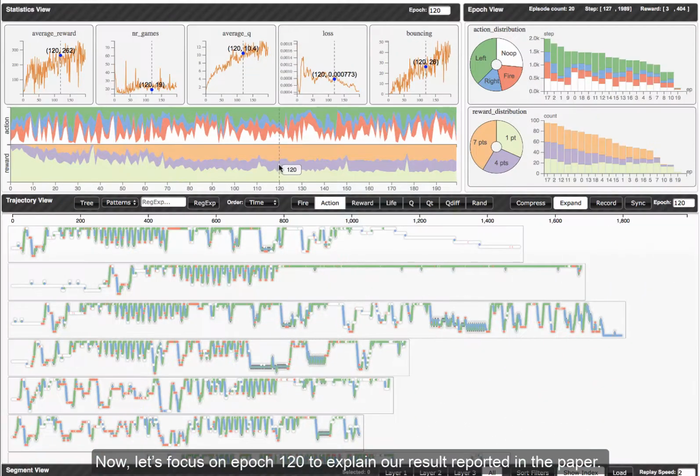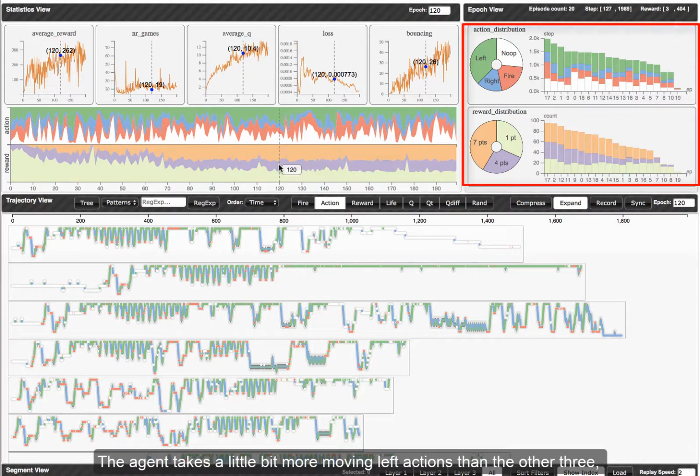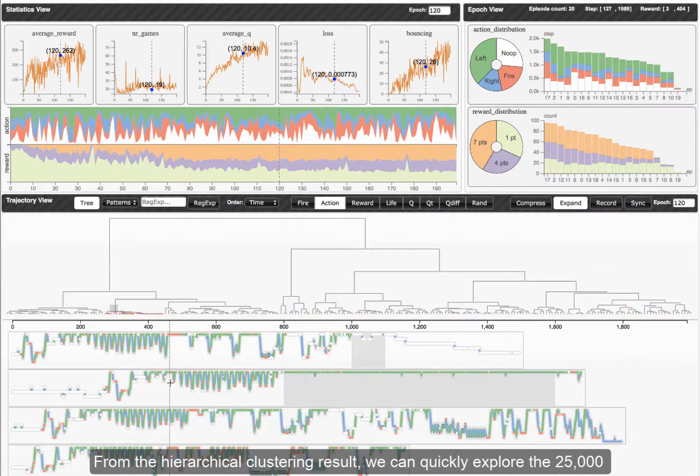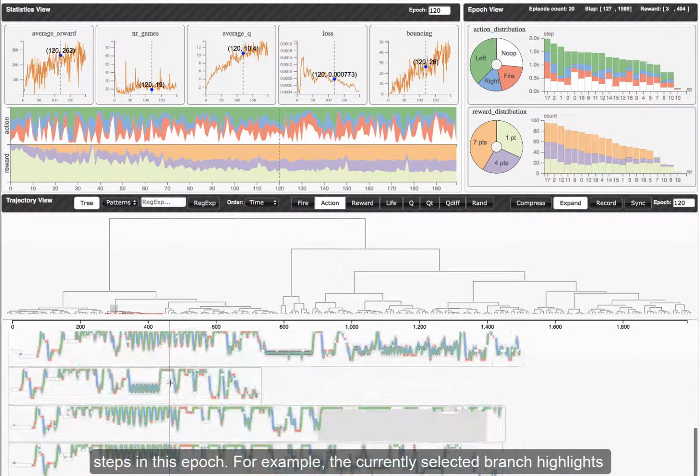Now let's focus on epoch 120 to explain our result reported in the paper. This is a normal epoch, as all statistics follow the general trend. The agent takes a little bit more moving left actions than the other three, and the count of 7-point rewards is a little bit more than the other two. From the hierarchical clustering result, we can quickly explore the 25,000 steps in this epoch.